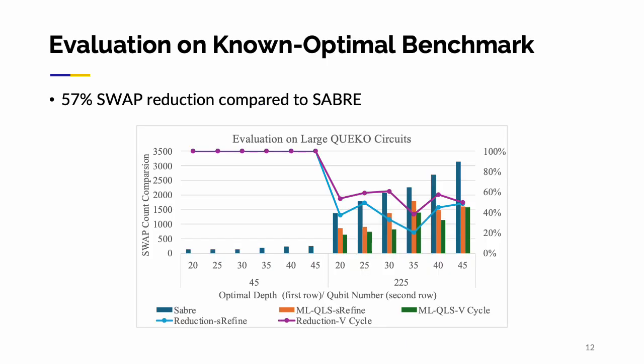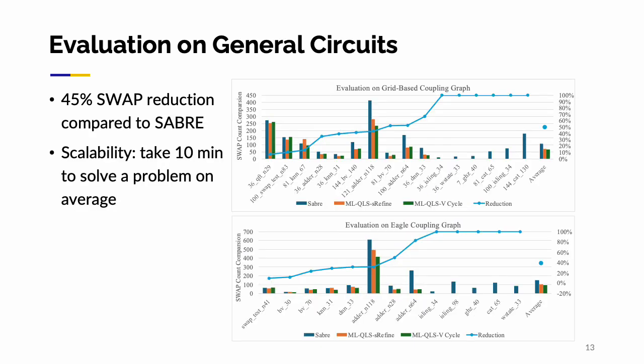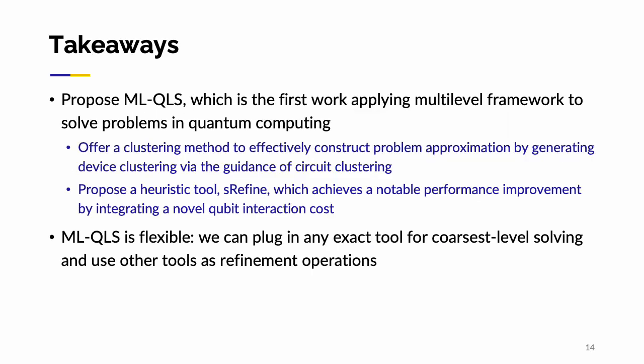Here is the evaluation result. Compared with Sabre, we have 57% swap reduction on the non-optimal benchmark. For the general circuit, we have 45% swap reduction compared to Sabre, and the scalability is quite good. It takes 10 minutes to solve a problem on average.